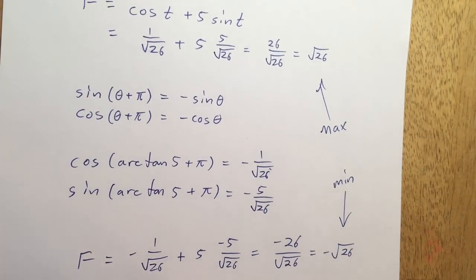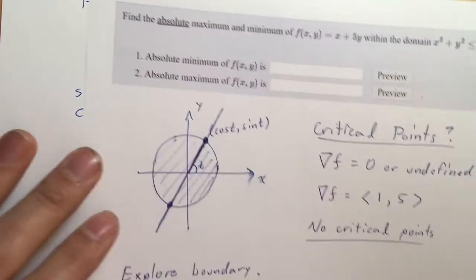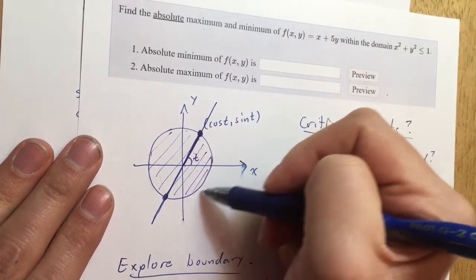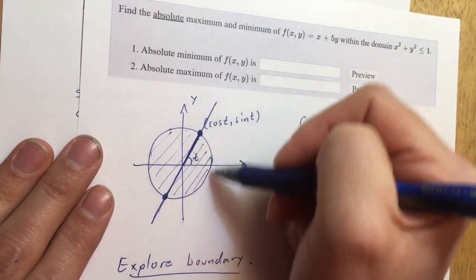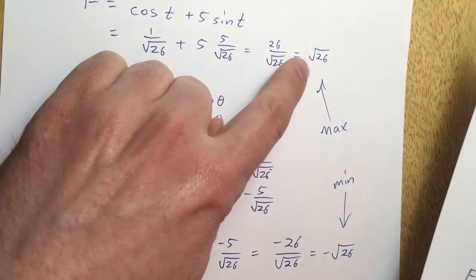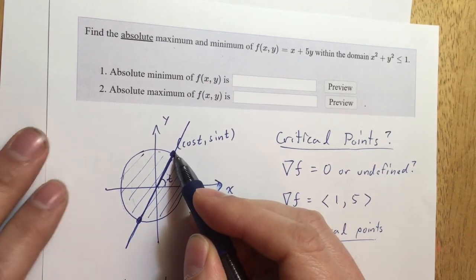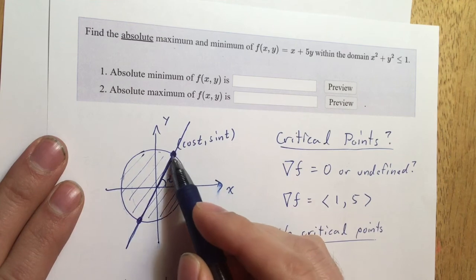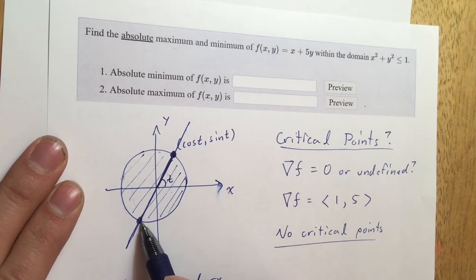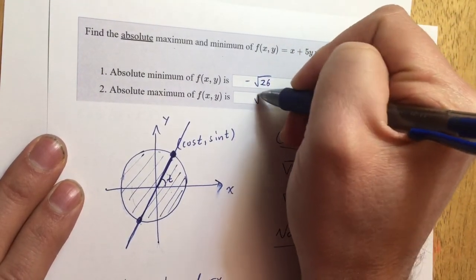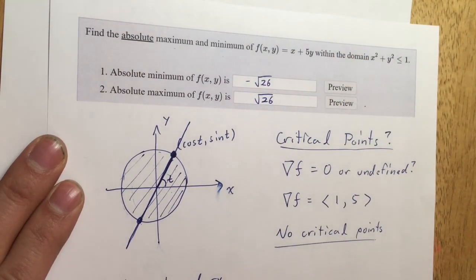Just to go back to the picture here, how does this work? Remember, arctan always puts you between negative pi over 2 and pi over 2, so that gave us this point. So the arctan of 5 gave us this, and we're saying that the maximum occurs right here. And the other value, arctan 5 plus pi, put us here. That's where the value of the function is negative root 26. So the minimum is negative root 26, and the maximum is positive root 26. So there you go.